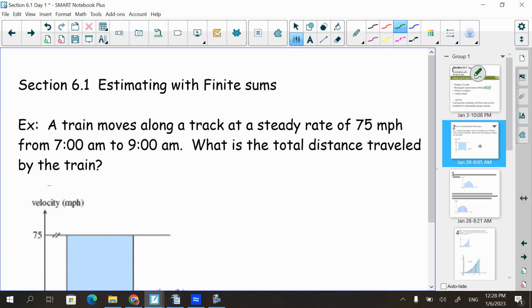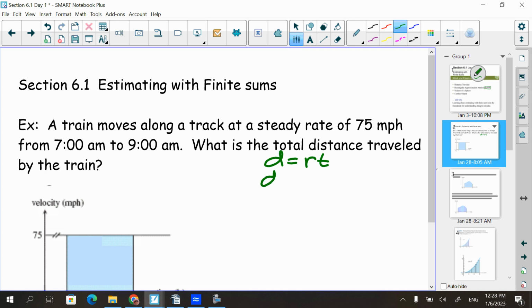All right, so in this section, the first problem says, a train moves along a track at a steady rate of 75 miles per hour from 7 a.m. to 9 a.m. What is the total distance traveled by the train? You don't need calculus to do this problem, okay? One of the very first formulas that was ever given to you back in like fifth and sixth grade is this formula: distance equals rate times time. That's the only formula you need to do this problem.